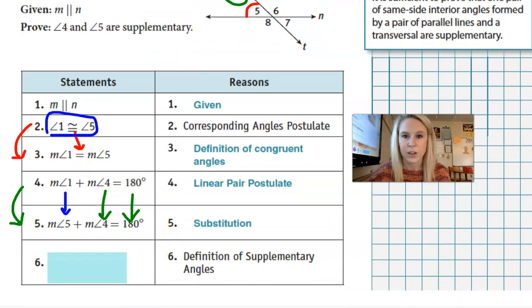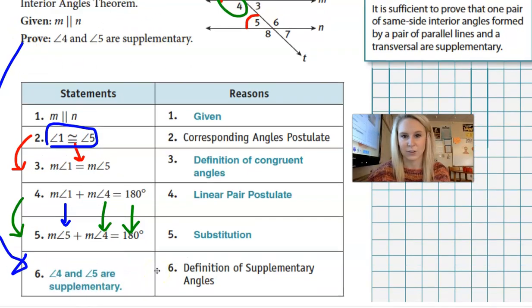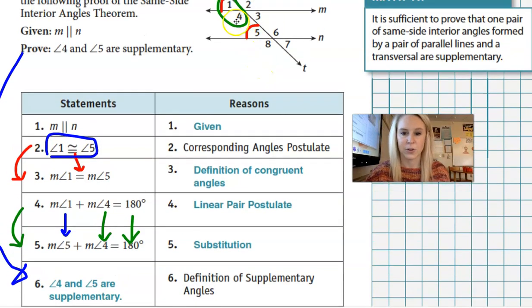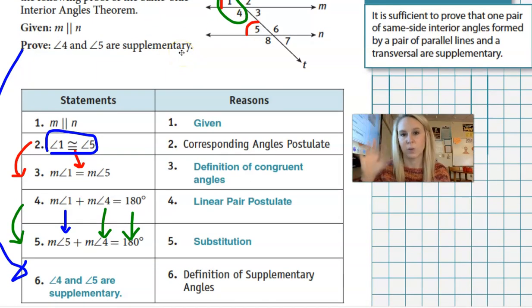All right, so then I have to ask myself what happened. Well, I don't have to because the proof always goes at the bottom. So 4 and 5 are supplementary. Okay, so 4 and 5, if you'll remember, the vocab word is same side interior angles. So we just did a formal proof on why same side interiors are actually 180. Cool, so cool. I hope you love proofs now.